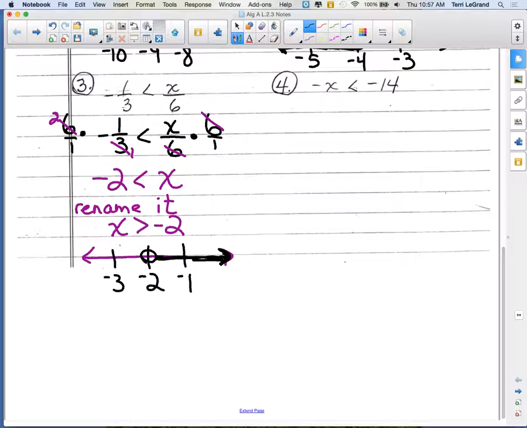Okay, any questions on it? Okay, so there's 2 really important things you got to make sure that your brain says every time you do these problems. Did I multiply or divide by, right there, you got to say that word, by a negative? And then if you did, you're going to stop and say, I got to reverse the symbol then, right? Okay, let's look at number 4.